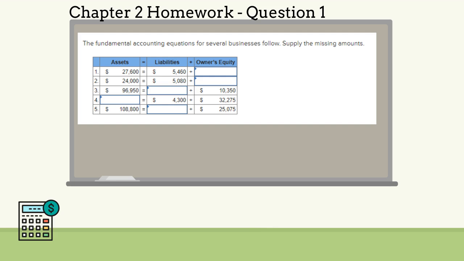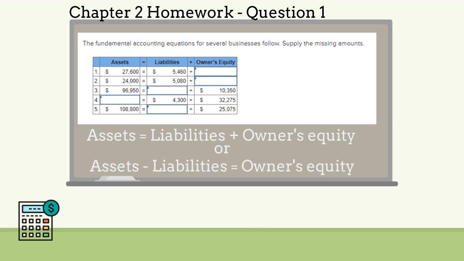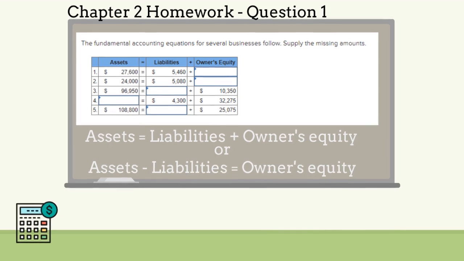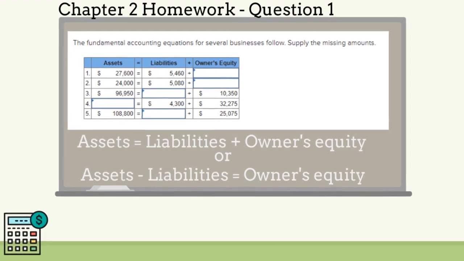The first question of your chapter homework tests you on the accounting equation. The accounting equation is assets equals liabilities plus owner's equity. Another way to say it would be everything the business owns less what it owes in liabilities is the net worth of the company, or its owner's equity.